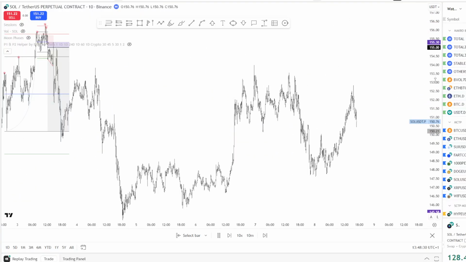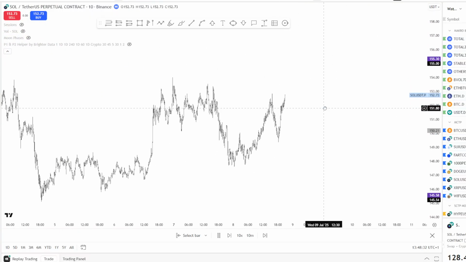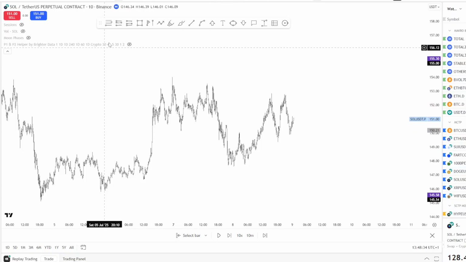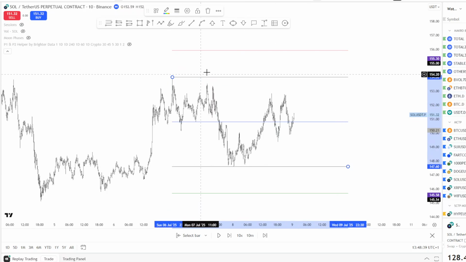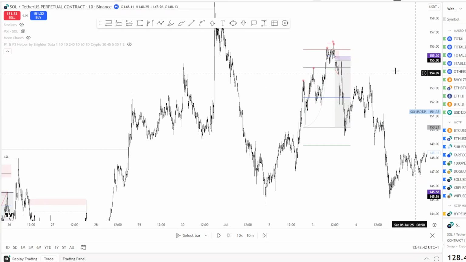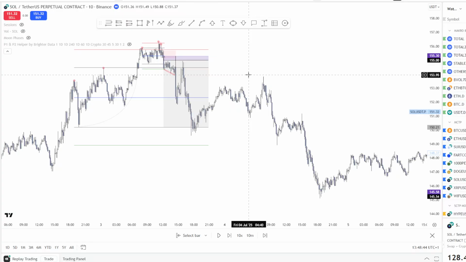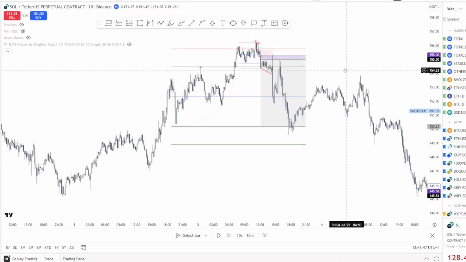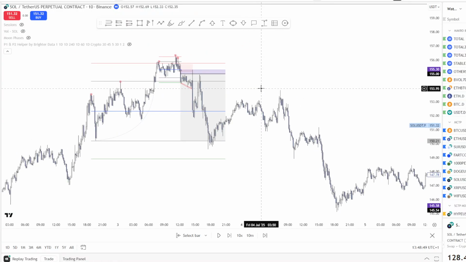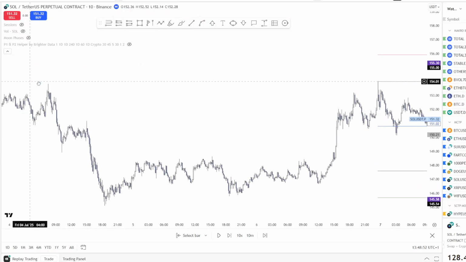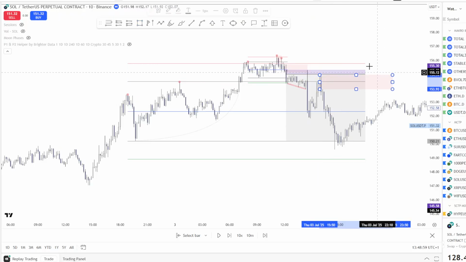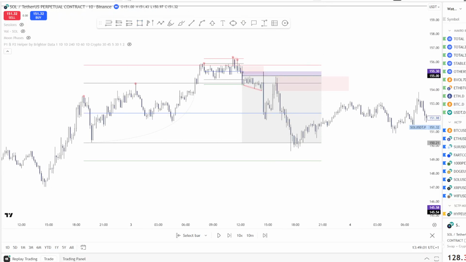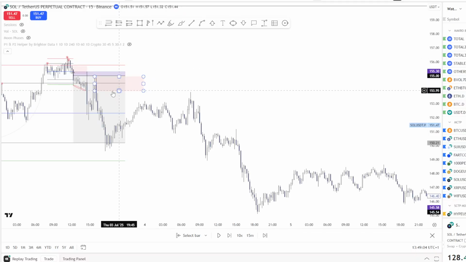And again, a move up. We could look at something like this, with this nice liquidity build up. And yeah, there's nothing really here. Well, this could be an order block. It did grab the extreme here.